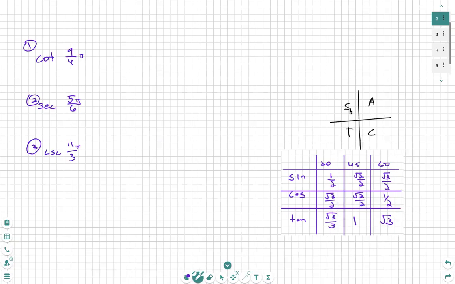Please recall that all students take calculus for the respective quadrants. This helps us determine which trig function is positive and which trig function happens to be negative. Okay, so the first thing we need to do is recognize that the cotangent of x is the reciprocal function, 1 over tangent of x. So we are going to find the tangent of 9π/4 and find the reciprocal of that.